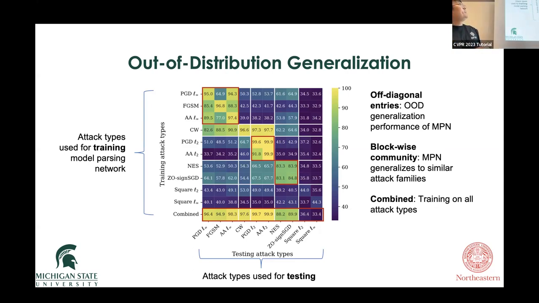Here, this is a heat map, and each number means the model parsing accuracy over the model attributes that I showed earlier. So this is a key message: Square attacks are hard to parse for the model attributes.